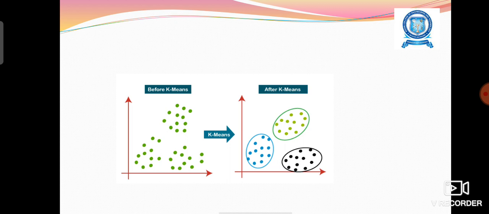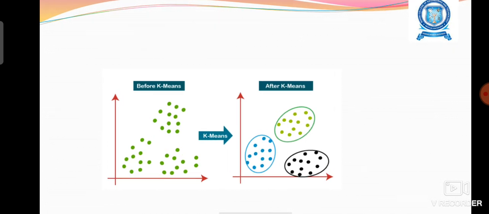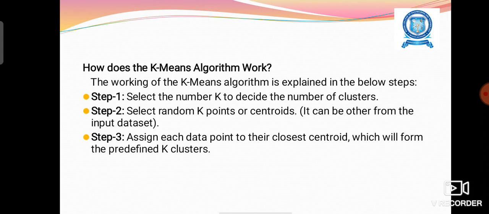Let us see the diagram. Initially the graph will be like this, that is, there are many data points. After applying k-means, the data points will be segregated by their features, properties and similarities, and they will be grouped into different clusters, k number of clusters. So let us see the algorithm.